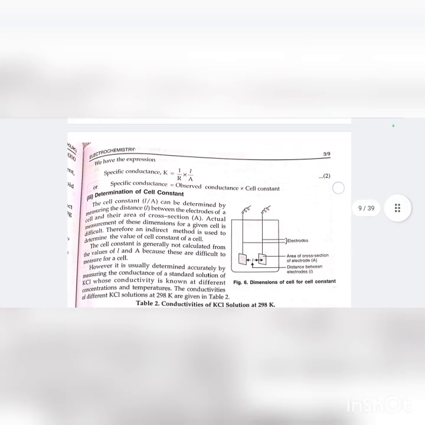The quantity L by A is called the cell constant. The cell constant is expressed in the unit centimeter inverse. The equation 1 can be written as specific conductance K is equal to conductance into cell constant. Once the specific conductance is determined, the equivalent conductance lambda EQ and the molar conductance lambda M of the solution can be determined. Third is determination of the cell constant.